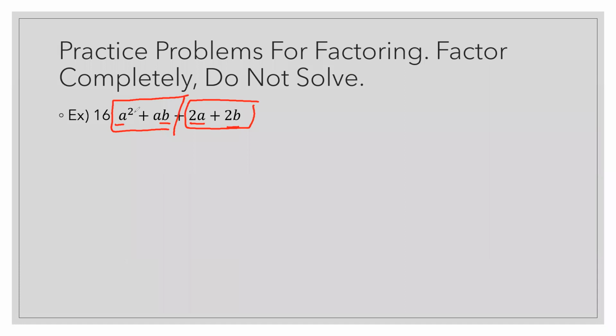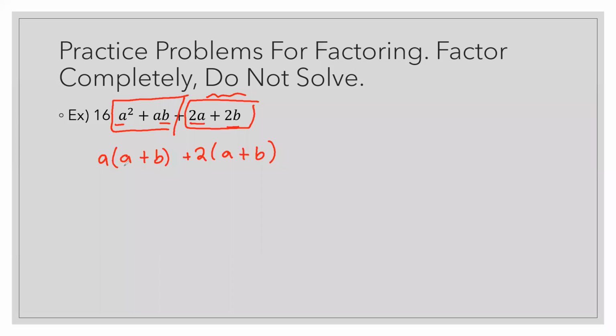So on the first half, a squared plus ab, you could factor out a what? Just one a, right? So this is going to be a times a plus b. And then on the second part, 2a plus 2b, you could take out a 2. That's it, just a 2. So you have 2 times a plus b. And then does this work?